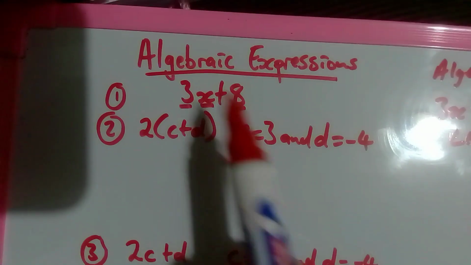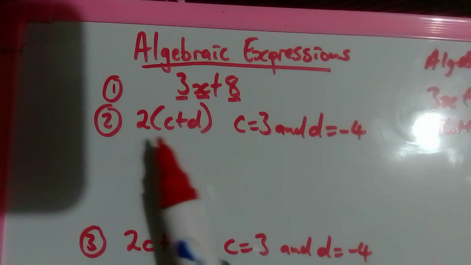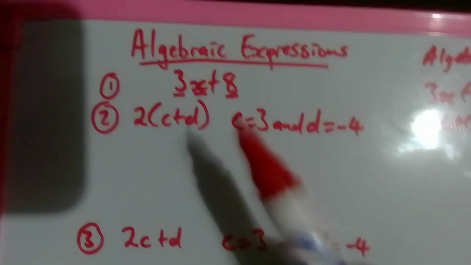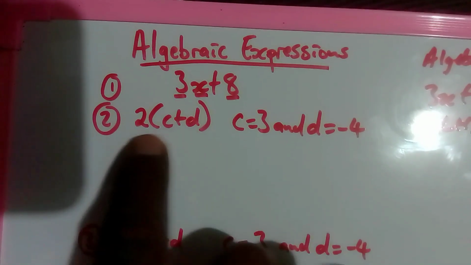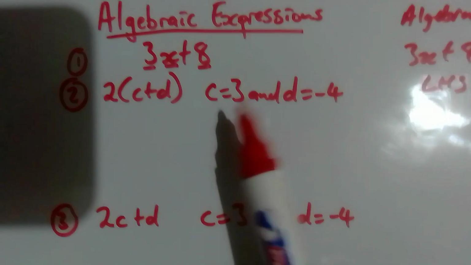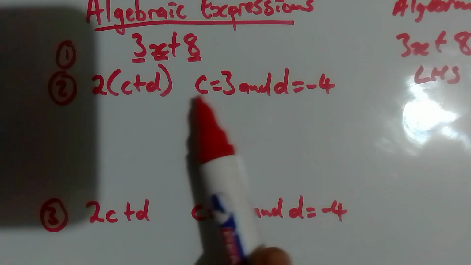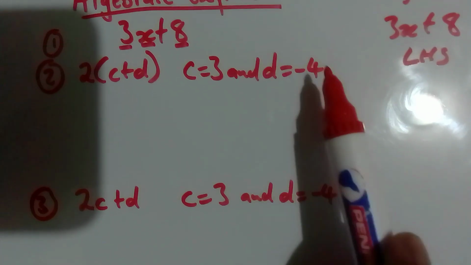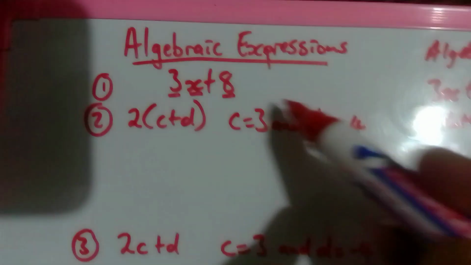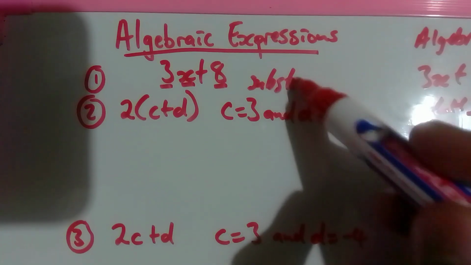All right, now we know what algebraic expressions are. Let's go to number 2. Now we are told 2 open bracket c plus d close bracket. What does this mean? Brackets, we know that brackets mean multiply. Then we are further told, what is the value of this expression if your c is equal to 3 and your d is equal to negative 4. Now the process that we're going to follow is what we call substitution.